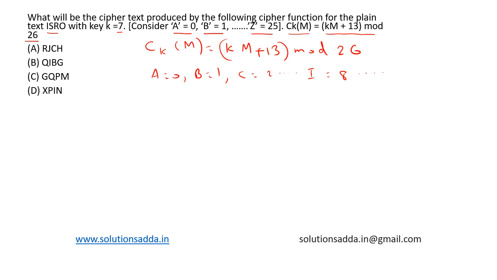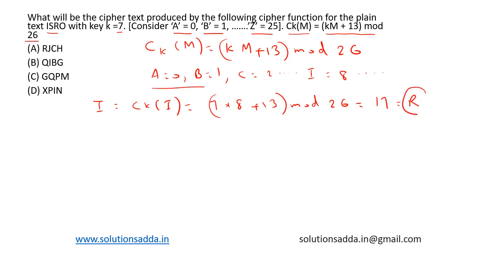Now I will be encrypted as ck of I is equal to, k is given as 7 here, 7 into 8 plus 13 mod 26. This is equal to 17, which based on this convention will be equal to R. Let's see the options one by one. Initially we have R, this in this case can not be considered, this also not considered, this also not considered. So directly we can say that by option elimination, option A is the right answer.